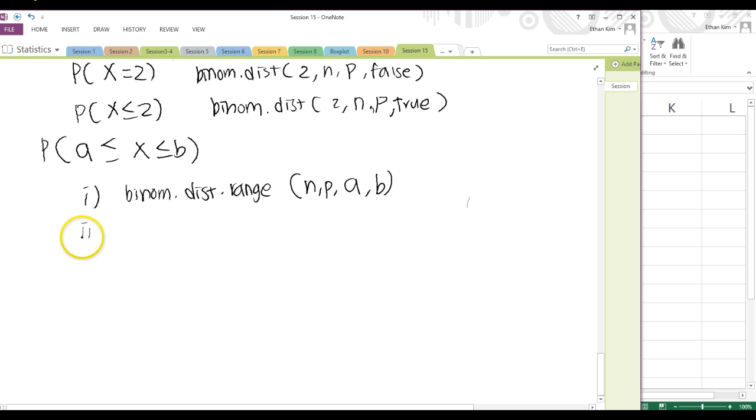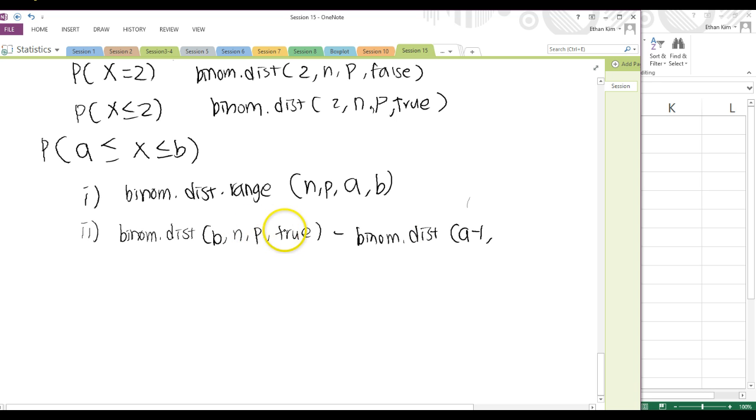Another way of doing this is using the function above. Then it's going to be binom.dist. You will put in B, comma n, p, true, and then subtract binom.dist. Here it's going to be A minus 1, n, p, true. So this sums up the formulas that we discussed, and also the normal.